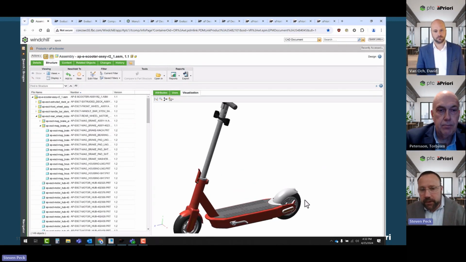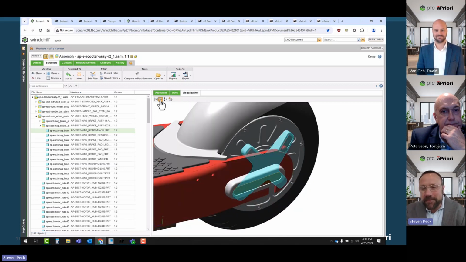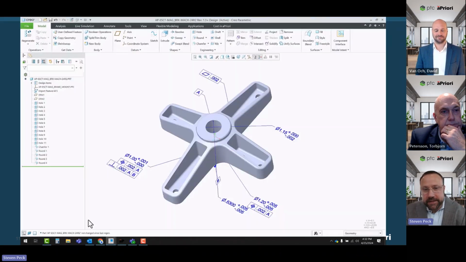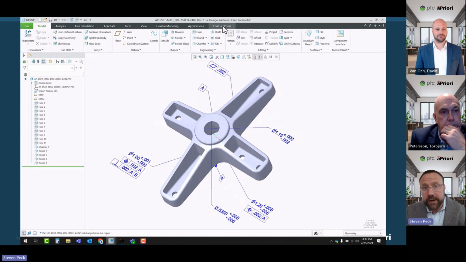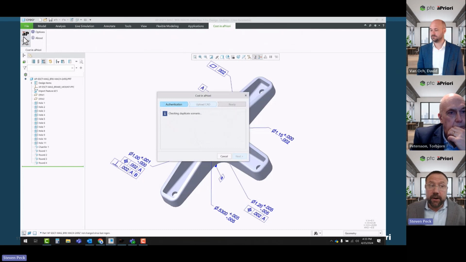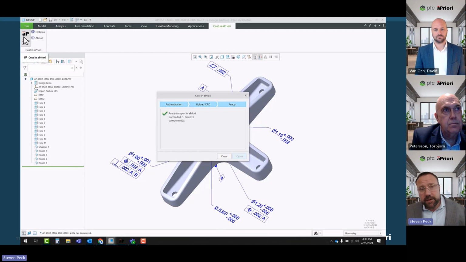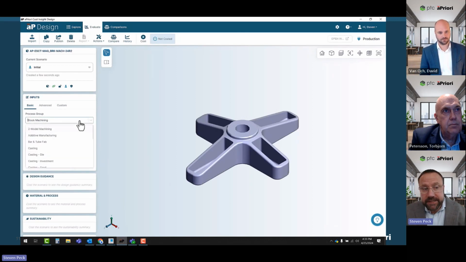So typical product in assembly here. You see these scooters flying all over town everywhere these days. If we just hone in on a given component here in this assembly, this is a machined part, part of the rear brake assembly that's been designed within Creo. You can see within Creo, there's the ability to analyze this part with aPriori. So as a user, we simply invoke this command to cost the part in aPriori, and that's going to bring this part into the aPriori design environment.